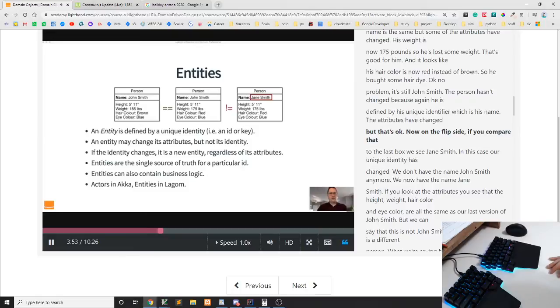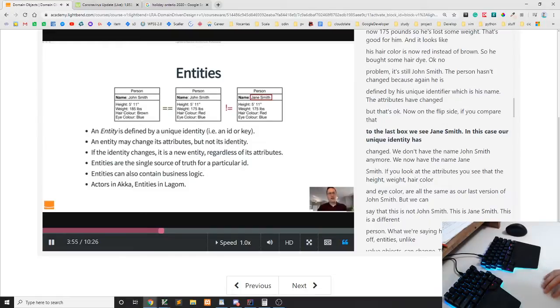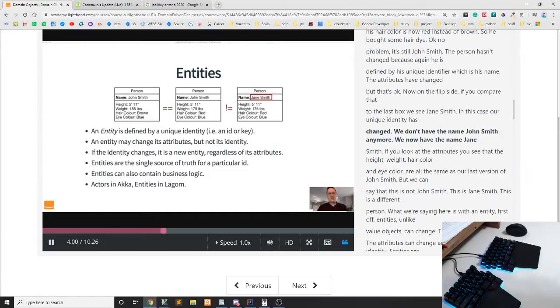Now, on the flip side, if you compare that to the last box, we see Jane Smith. In this case, our unique identity has changed. We don't have the name John Smith anymore. We now have the name Jane Smith.